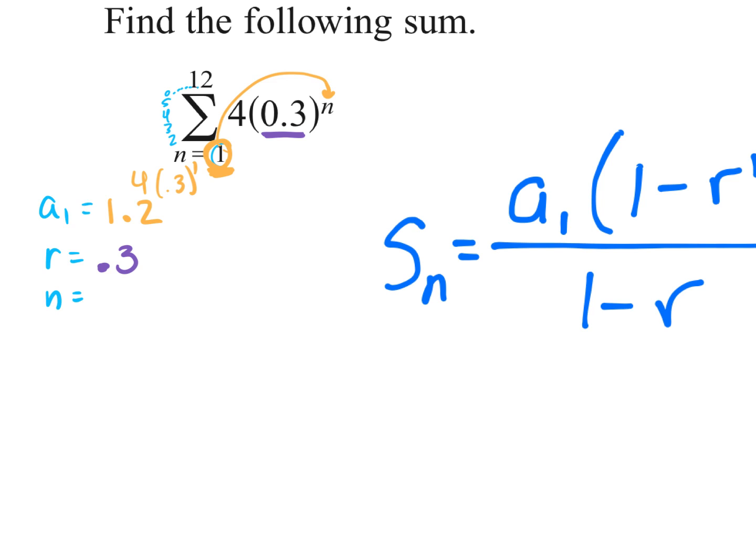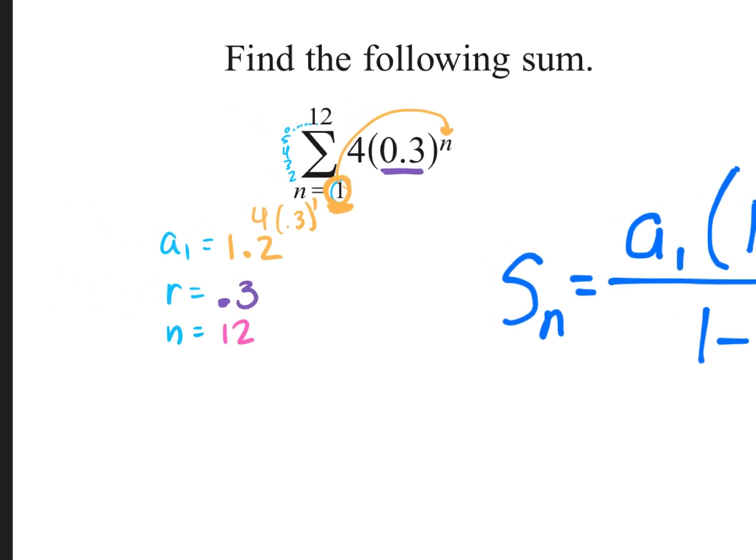And then n is the number of terms we have. So from 1 to 12, how many terms do we have? 12. Because we're plugging in 1, 2, 3, 4, 5, 6, 7, 8, 9, 10, 11, 12. You can count them. Or one way to do it would be take the last minus the first, and then add 1. So you do 12 minus 1 plus 1, which would give you 12.